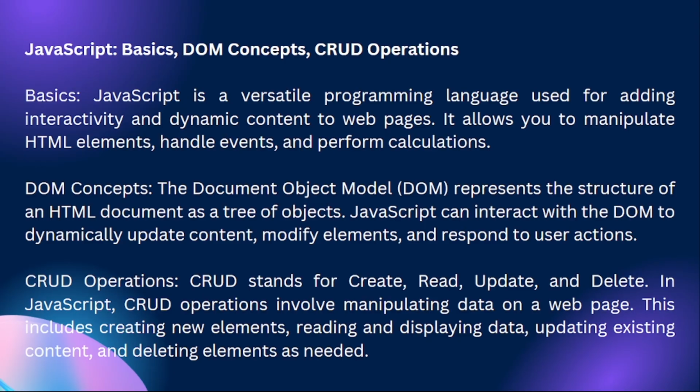JavaScript can interact with the DOM to dynamically update content, modify elements, and respond to user interaction. So basically, JavaScript is used to make the HTML dynamic. CRUD operations: create, read, update, delete. In JavaScript, CRUD operations involve manipulating data on a web page. This includes creating new elements, reading and displaying data, updating existing content in the HTML, and deleting elements as needed.